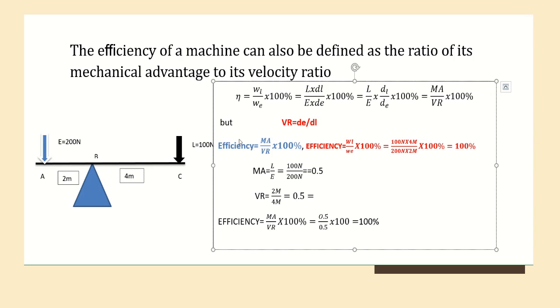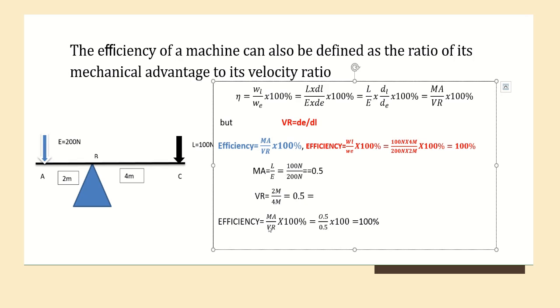Now, let's use the other formula. Efficiency is equal to mechanical advantage over velocity ratio times 100%. First, you have to calculate the mechanical advantage, which is load over effort. The load here is 100 newtons and the effort is 200 newtons, so your answer is 0.5. Now, velocity ratio is distance moved by effort divided by distance moved by load, so 2 meters divided by 4 meters, which gives you 0.5.